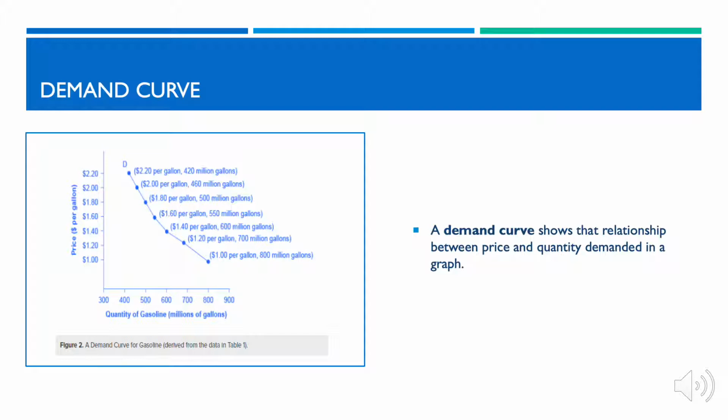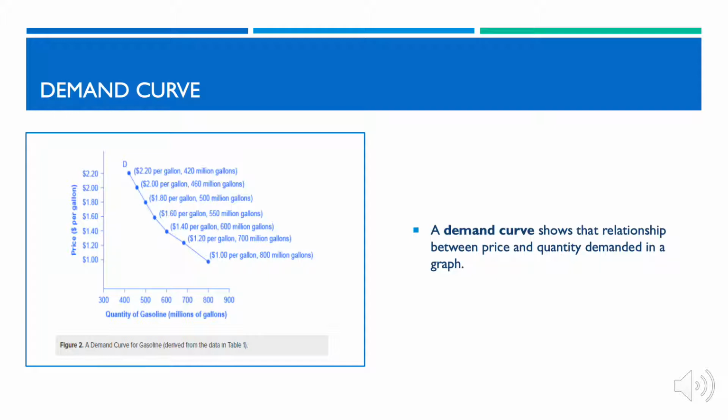Here is a demand curve. Basically, a demand curve is the graphical or visual representation of the demand schedule. What you saw in the table, which was a demand schedule, is how a demand curve is graphed. A demand curve shows the relationship between price and quantity demanded in a graph.